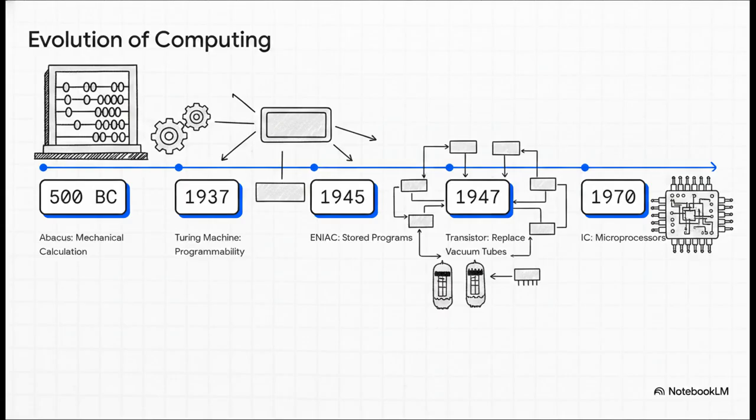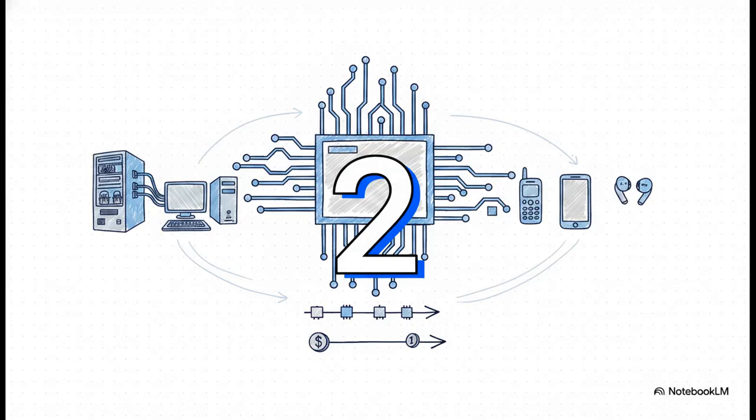But look what happens in the 20th century. In 1937, Turing conceptualizes general programmability. By 1945, the massive ENIAC implements stored programs. In 1947, transistors step in to replace clunky, burning vacuum tubes. And by 1970, we are suddenly packing entire circuits onto tiny little silicon chips. In the span of just a few decades, we transitioned from moving wooden beads on a wire to pushing invisible electrons through microscopic silicon. And the absolute driving force behind that rapid explosion?